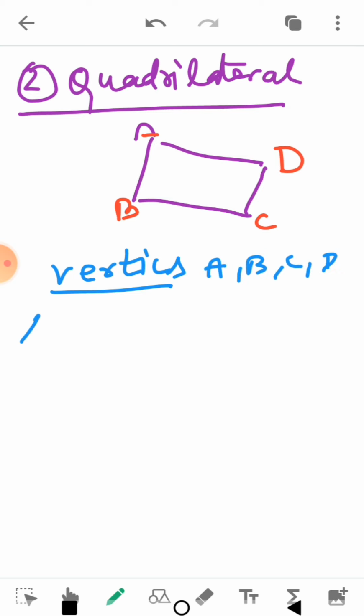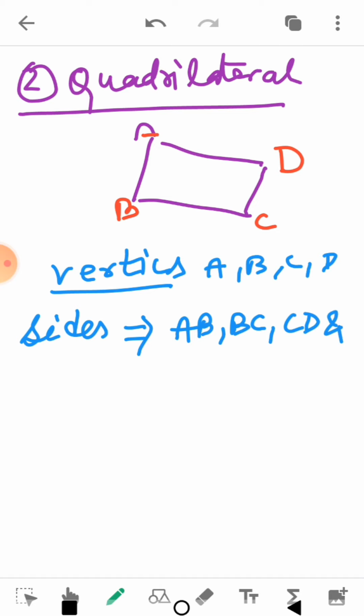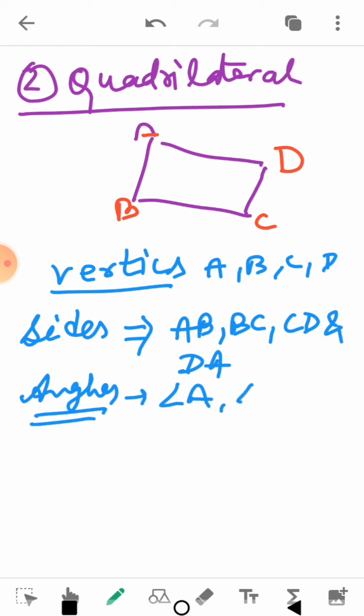Sides, how many? Sides are AB, BC, CD and DA. Sides completed. Now angles, how many? Angles are also 4, that means angle A, angle B, angle C and angle D.